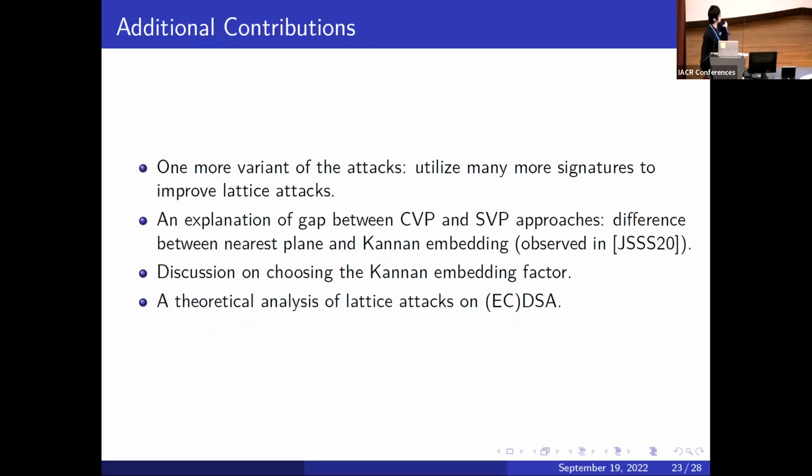And due to time limit, I will only roughly mention some additional contributions. We have one more variant of attacks, which utilizes many more signatures to improve the lattice attacks. And we gave an explanation of the gap between the CVP and SVP approaches, which has been observed in the Minerva paper. And we also have a discussion on choosing the Kannan embedding factor. And we also have a theoretical analysis of the lattice attacks on ECDSA.